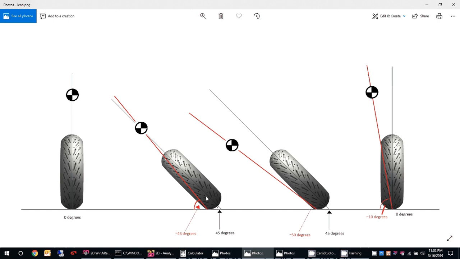So if we could get rid of some bike lean by moving our body into the inside of the turn, still maintaining the same red line angle, the effective lean angle, which dictates how fast we can go in a particular corner of a particular radius, we can have more mechanical grip because our suspension will be more effective.